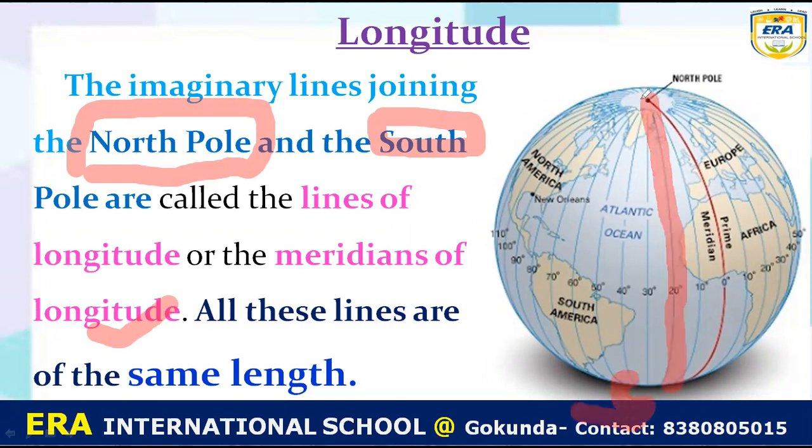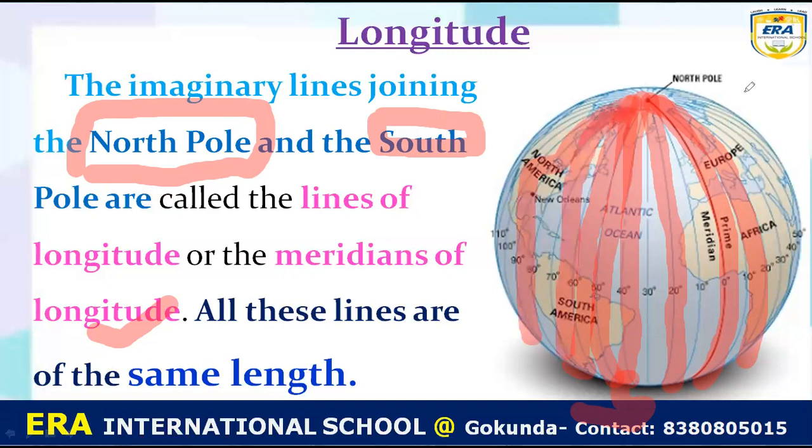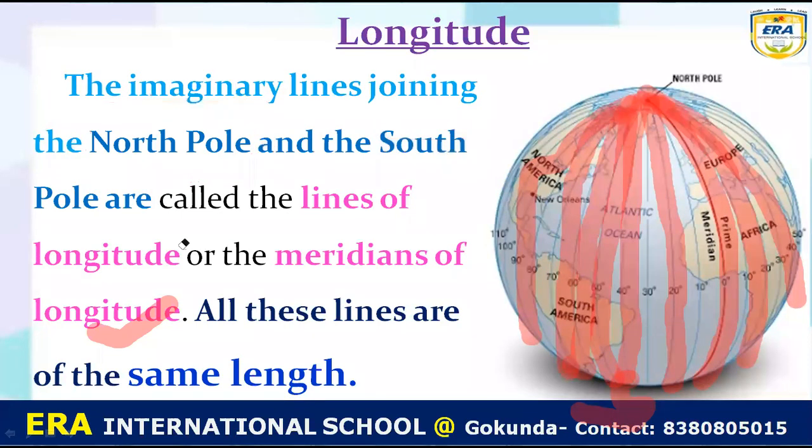Here is the south pole. The line which joins the north pole to the south pole is called longitude. Understand, longitude means the line which joins the north pole to the south pole. Another name is meridians of longitude, so it is also called meridians of longitude. All these lines are of the same length. Remember, the lengths of the longitudes are the same.